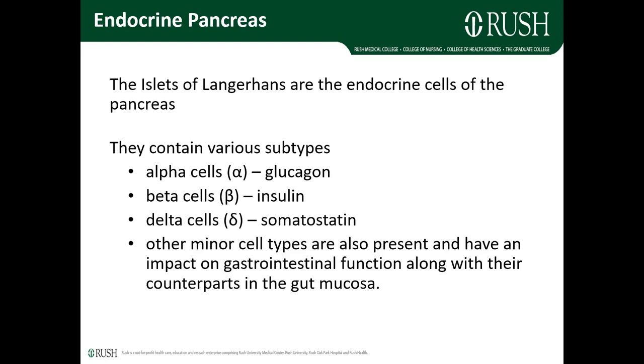The beta cells produce insulin that allows your body to use sugar. The delta cells produce somatostatin, a growth hormone inhibitory hormone that affects several areas of the body by hindering the secretion of other hormones. Other cell types within the islets impact gastrointestinal function along with their counterparts in the gut mucosa.